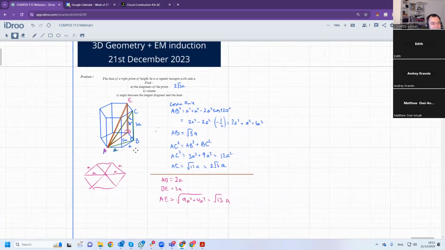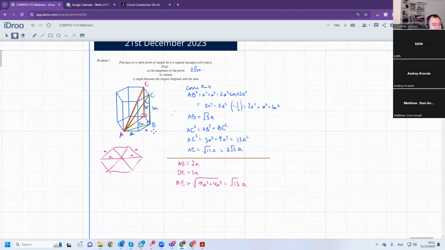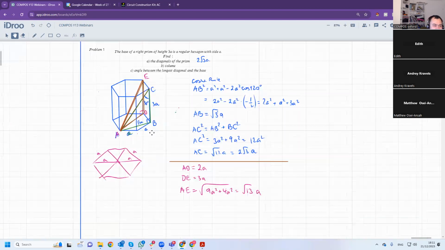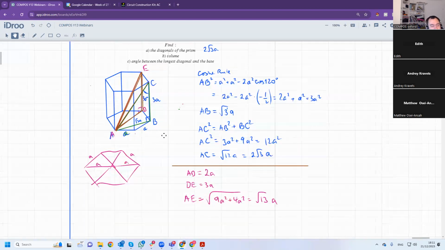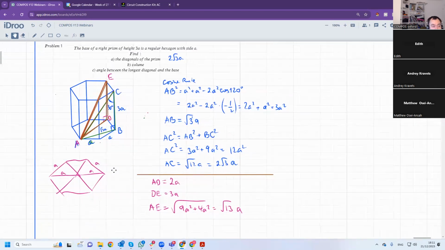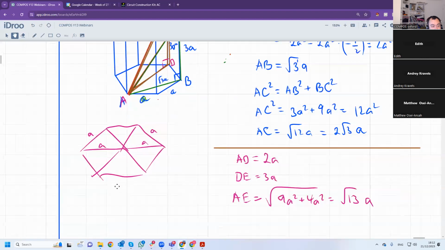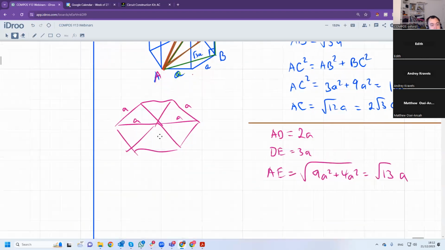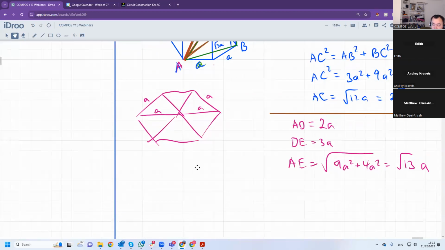Right, moving on. Find the volume of the prism. Well, I just put it in case. The volume of a prism is obviously the area of the base times the height. So to find the area of the base, you find the area of a right angle triangle.